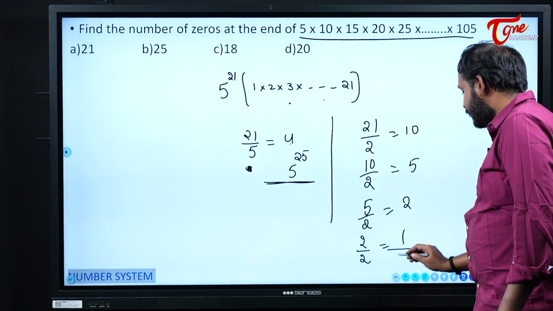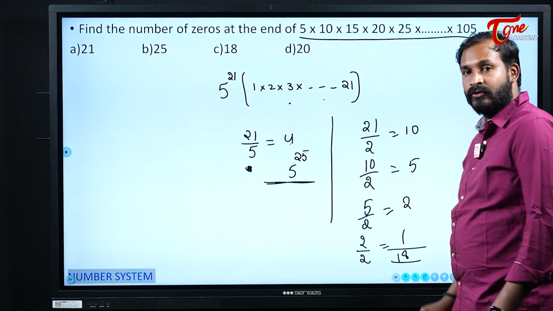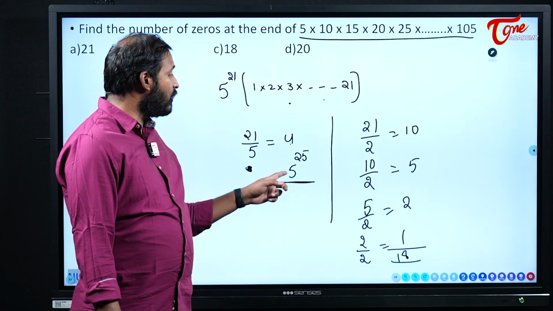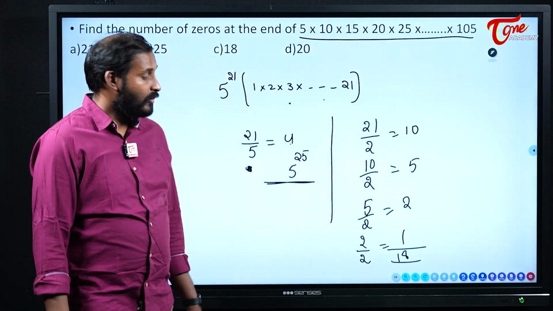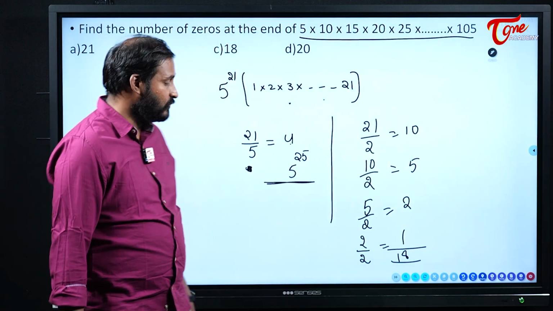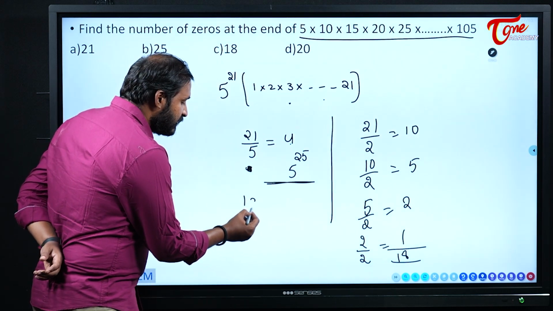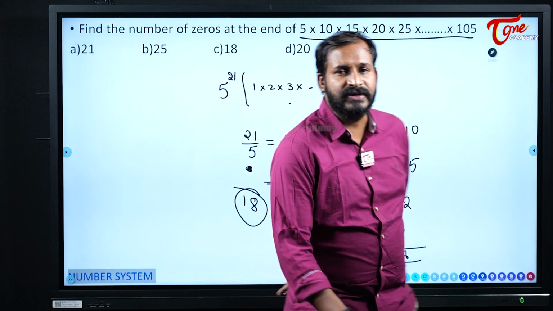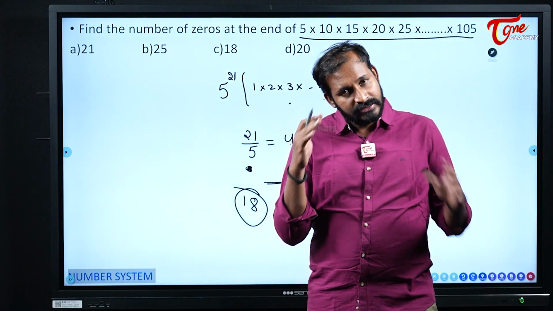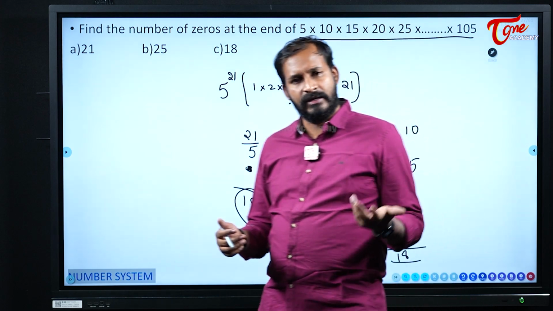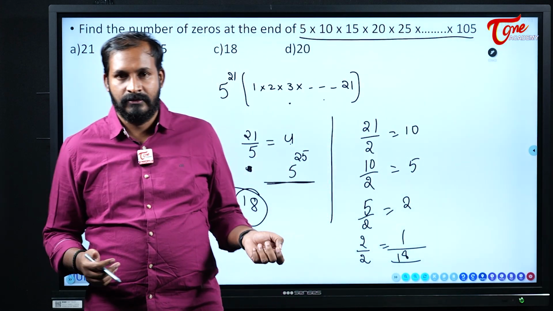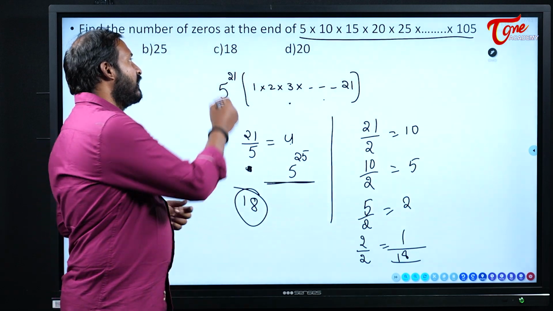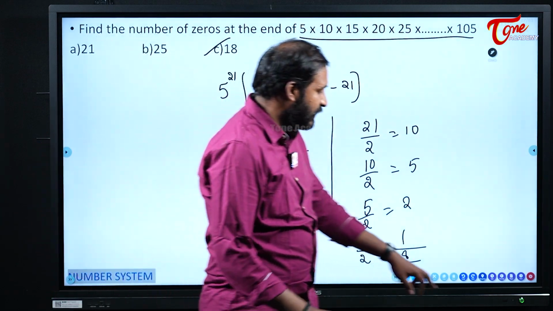So 10 plus 5 plus 2 plus 1, 18. So in total how many do you have here? 18. You have only 18 2's, but you have 25 5's. So the number of zeros here becomes how many? Just 18. So students, please be careful. There will be some special cases like this where by observing you may think that there will be many 2s, but sometimes it may not happen. Okay. So please observe such type of questions and try to write the answer carefully. So your answer is 18.